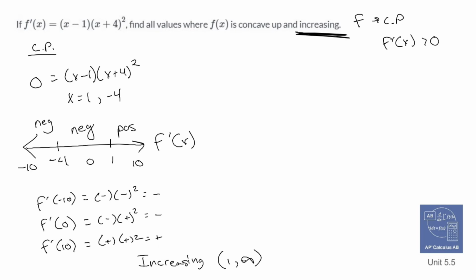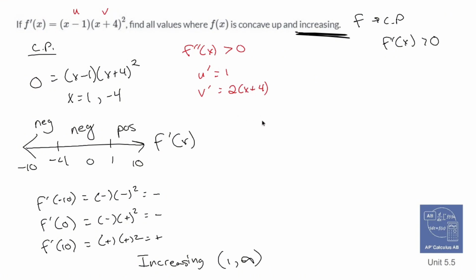Now I have to find concavity, which requires me to take the second derivative, and in this case I want concave up, finding out where it's positive. In order to do the second derivative, I'm going to use the product rule. So u would be x minus 1 and v would be x plus 4 squared. u prime is the derivative of x minus 1, which is 1, and v prime is, good old chain rule: you drop down the 2, keep the inside, and then multiply by the derivative of the inside, which is just 1, so I'm not going to change anything there.